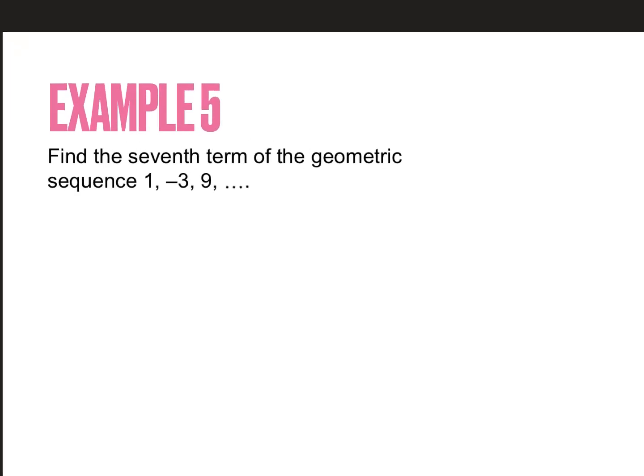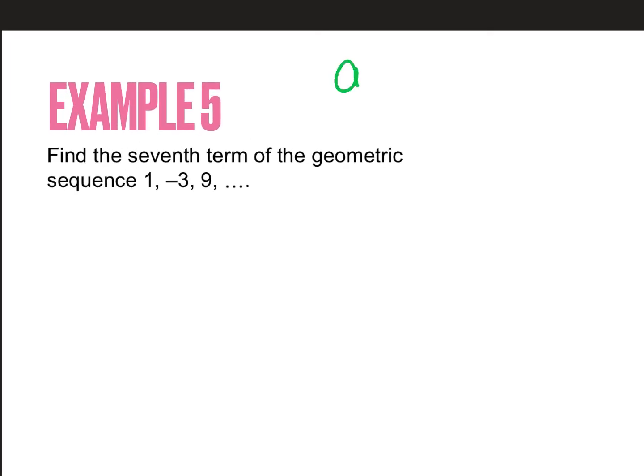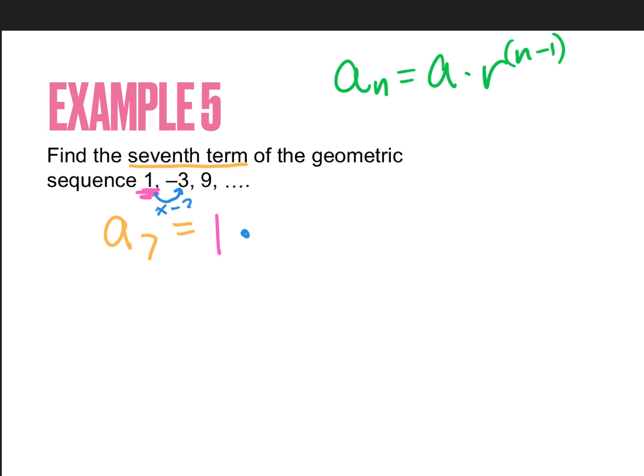All right, example 5, we're looking for the 7th term of the geometric sequence. So again, my formula is a sub n is equal to a times r to the power of n minus 1. So I'm looking for what term? The seventh term, so a sub 7. What's my first term? 1. What's my common ratio? What am I multiplying to get from one number to the next? I'm multiplying by -3. Perfect. So that would be -3. What is n? n is 7 because it's the 7th term. So 7 minus 1 would go in our exponent.